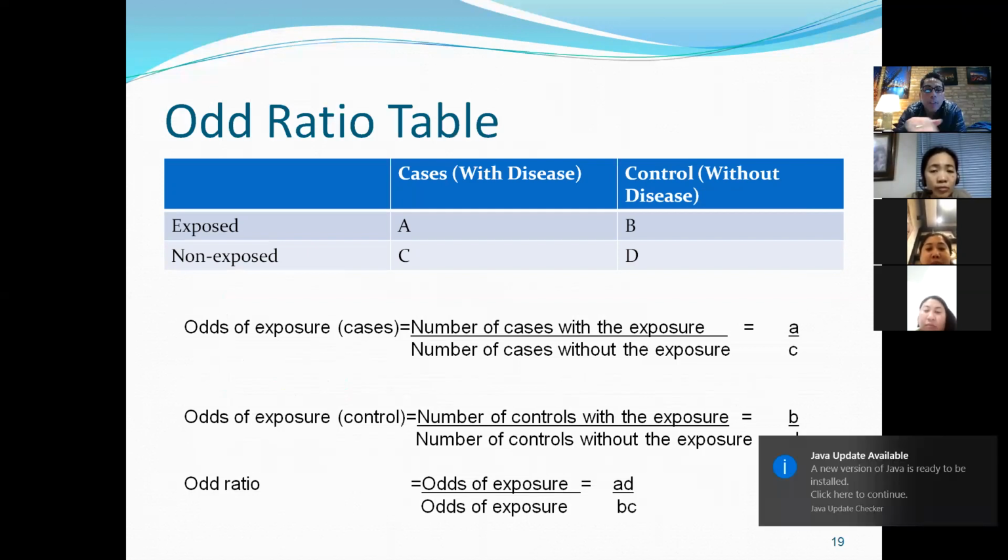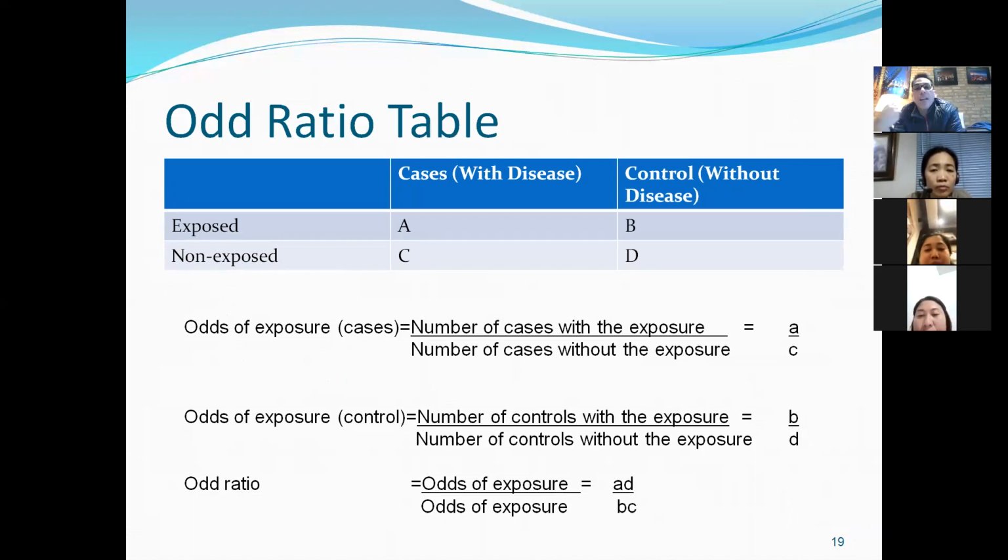And then on the second row, the non-exposed but with the disease. So they were not exposed to what we know as the risk factors. There are defined risk factors that the scientists or the investigators have predefined. So they were non-exposed, but they had the disease, so they are considered as C, and they're assigned the letter C.